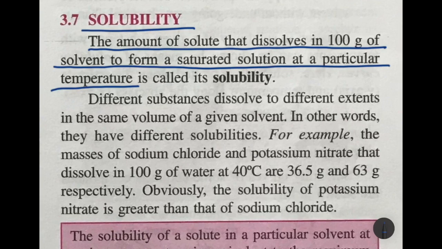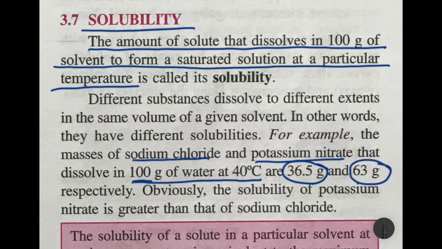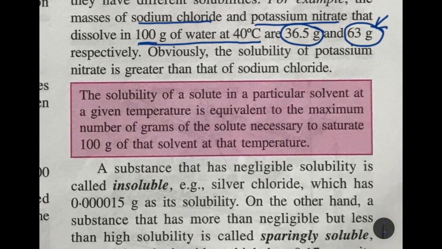For example, if you take 100 grams of water at 40 degrees Celsius, it dissolves 36.5 grams of sodium chloride, and 100 grams of water at 40 degrees Celsius dissolves 63 grams of potassium nitrate. So which one is more soluble? Naturally, 63 grams, that is potassium nitrate. So the solubility of potassium nitrate is more than that of sodium chloride. That is why different substances have different solubilities.